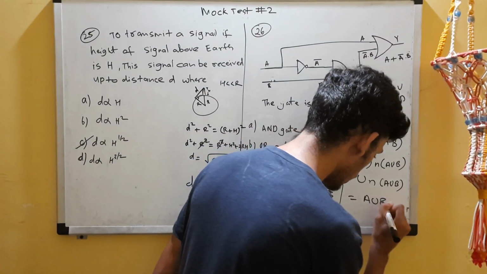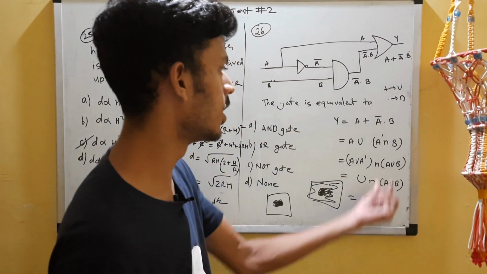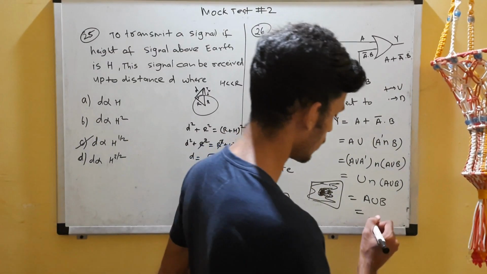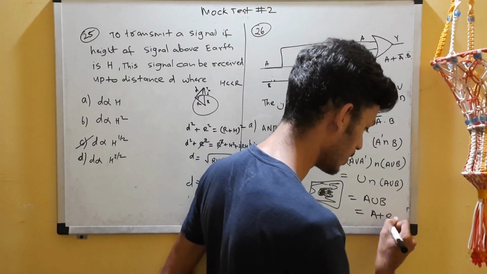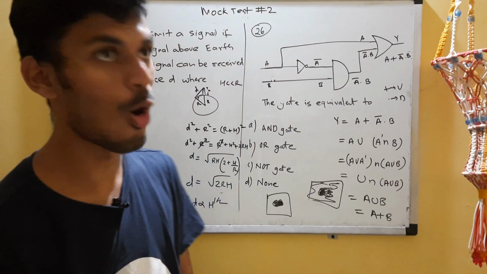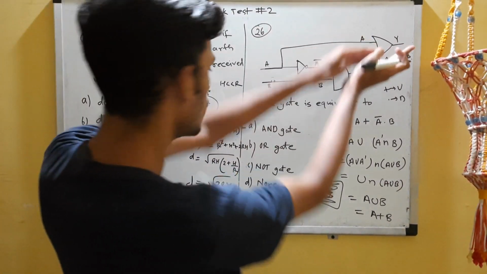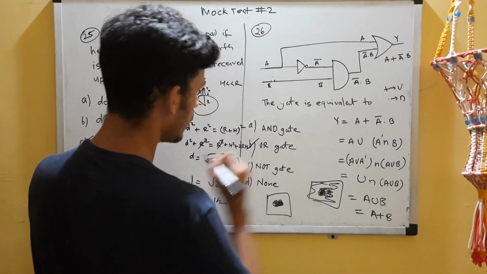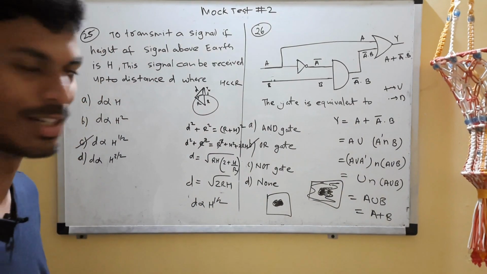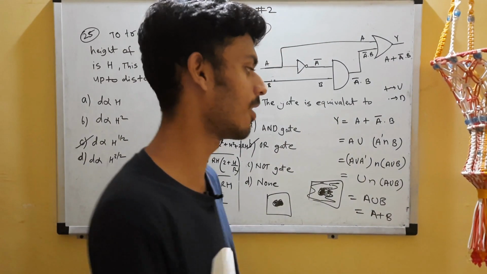A union B. Now you can again convert union to plus sign. So A plus B. A plus B is the Boolean algebra for OR gate. OR gate adds the two inputs, right? So option B, OR gate, is the correct choice over here. I think that was a smart way of doing it.